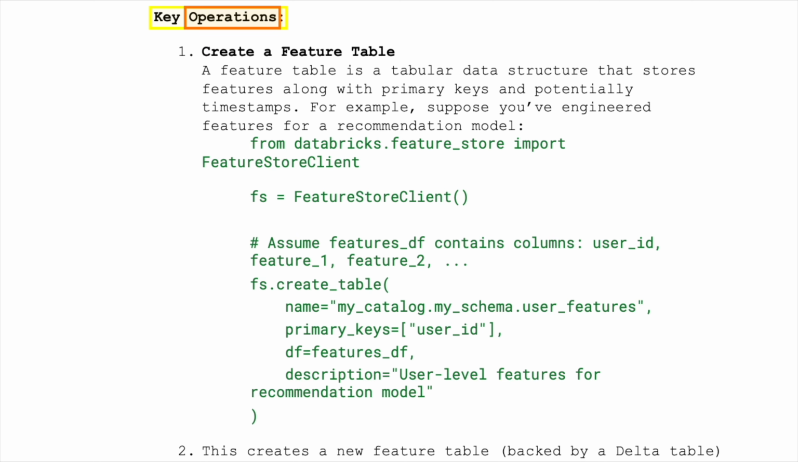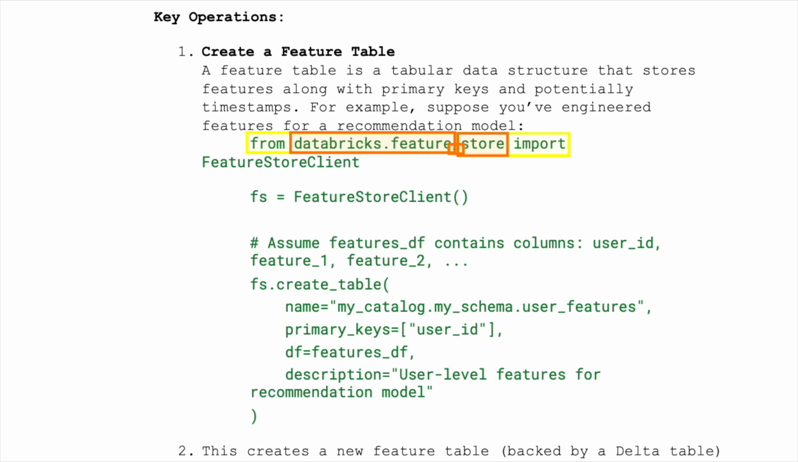Key operations. 1. Create a feature table. A feature table is a tabular data structure that stores features along with primary keys and potentially timestamps. For example, suppose you've engineered features for a recommendation model.